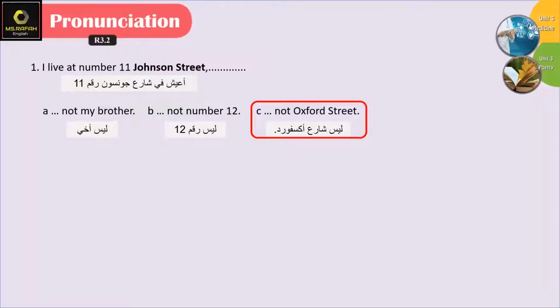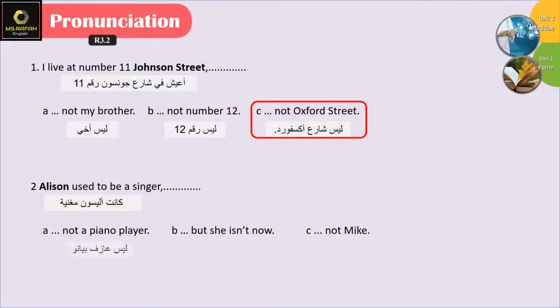C. Number 2. Alison used to be a singer. Not a piano player, but she isn't now. Not Mike. C.